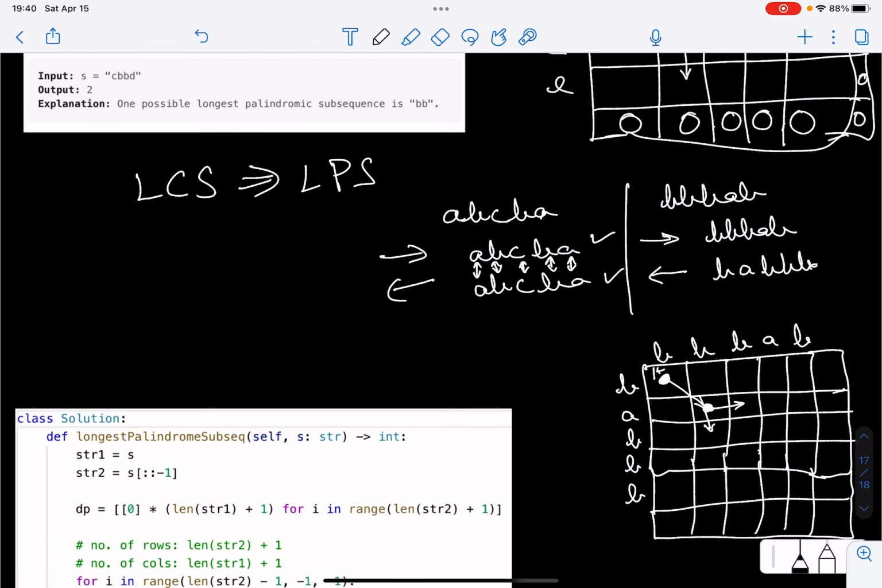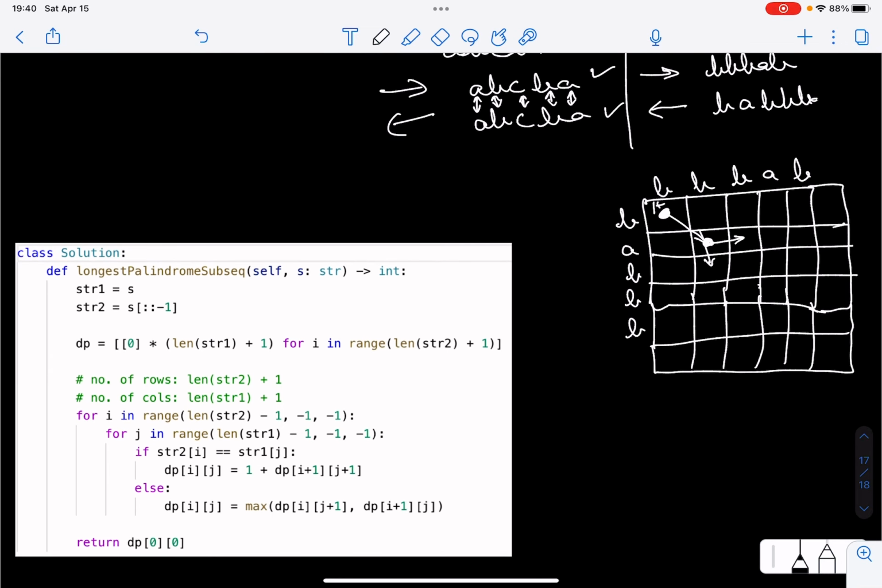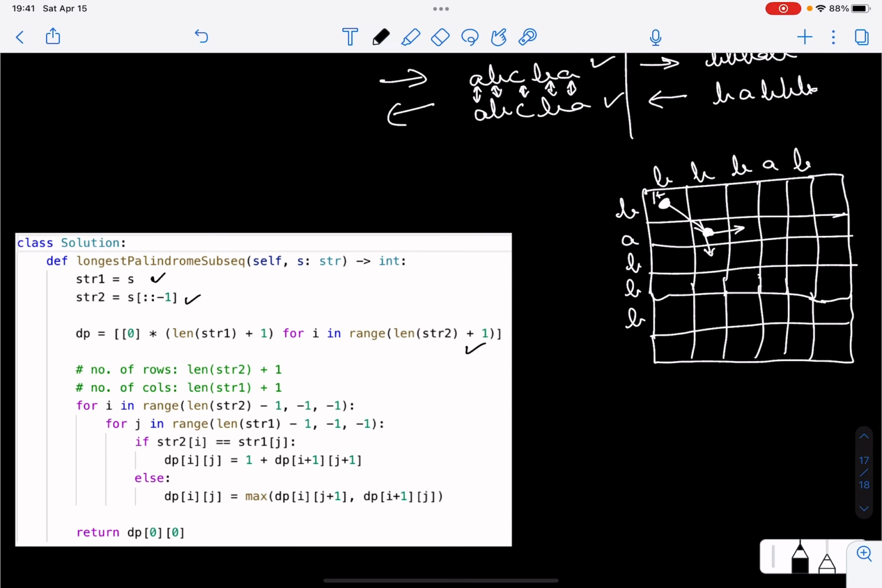So let's look at the code. Again, this is pretty similar to the longest common subsequence code. So we have two strings. The first string is whatever is given, that's the string S, and the other string is the reverse of that string. Here we define a 2D matrix. Essentially this part over here is responsible for the array which defines a row, and we do it for the length of string 1 plus 1, and then we want to replicate it the length of string 2 plus 1 times.